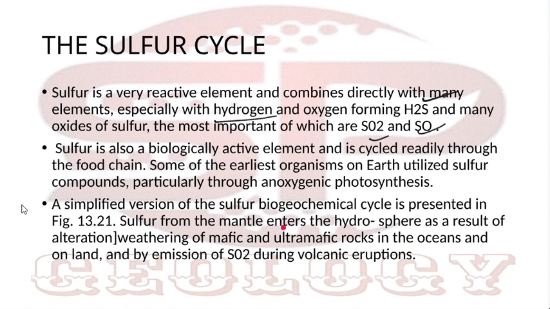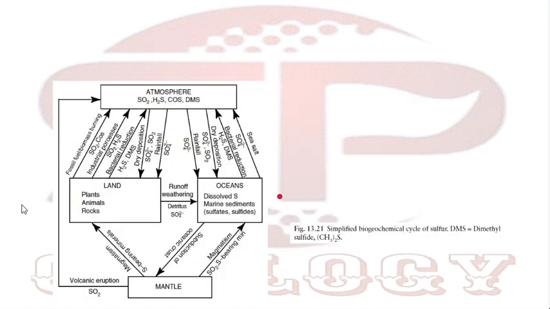Sulfur is also present within animals or organisms. It is also a biologically active element that cycles through the food chain. So this is the geochemical cycle of sulfur. We'll see what the different processes are that help to bring sulfur from the atmosphere.